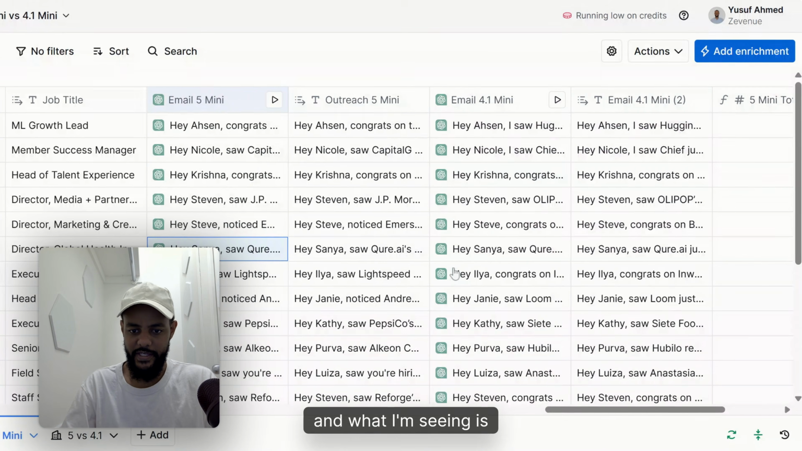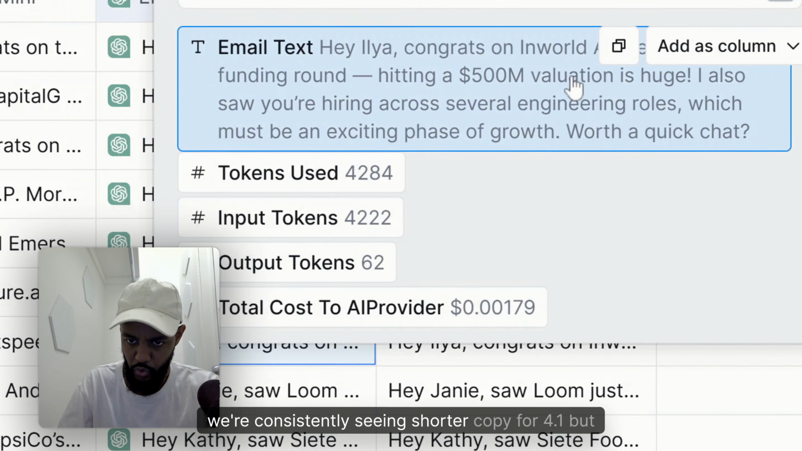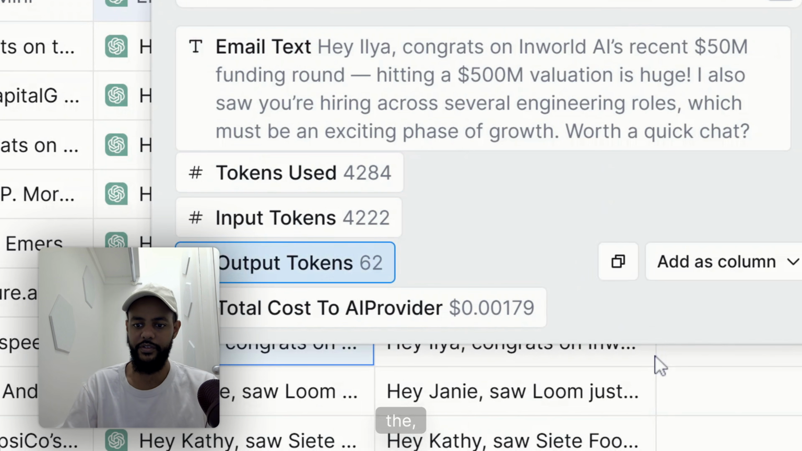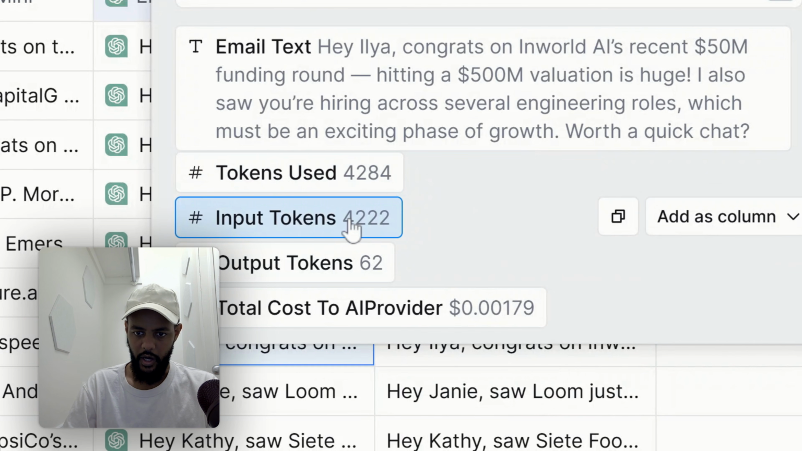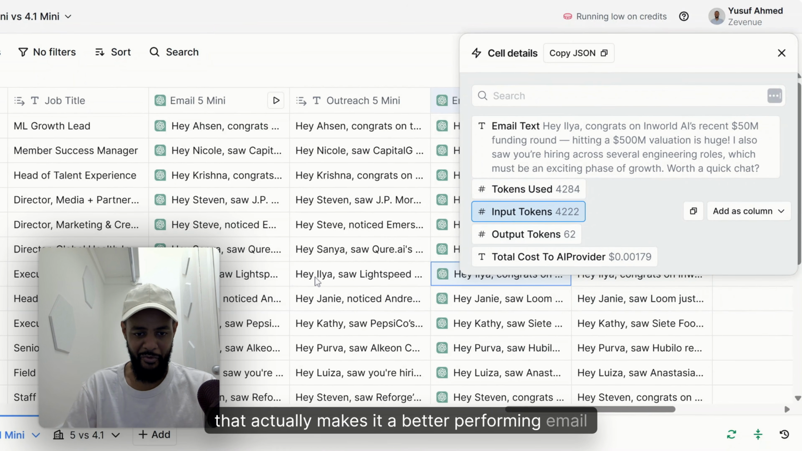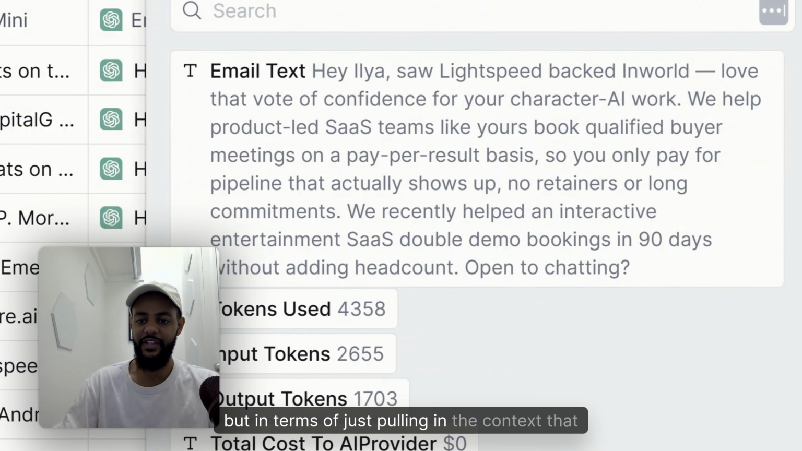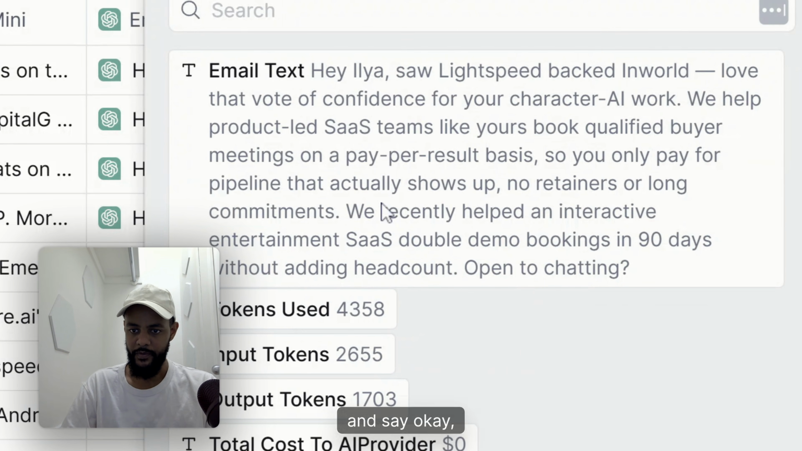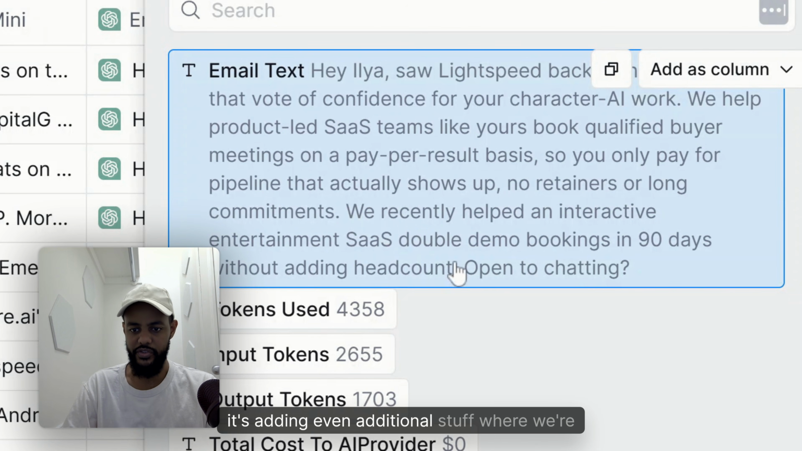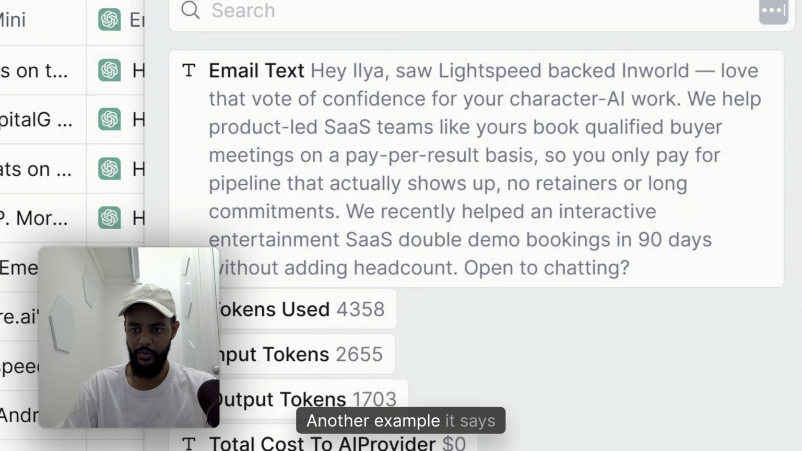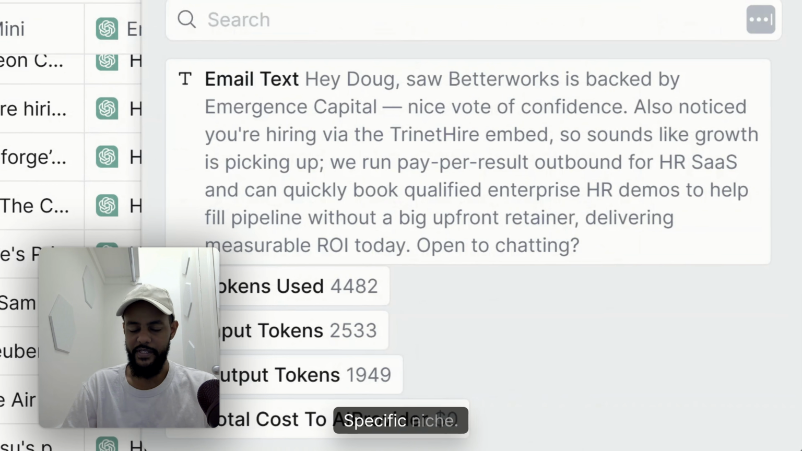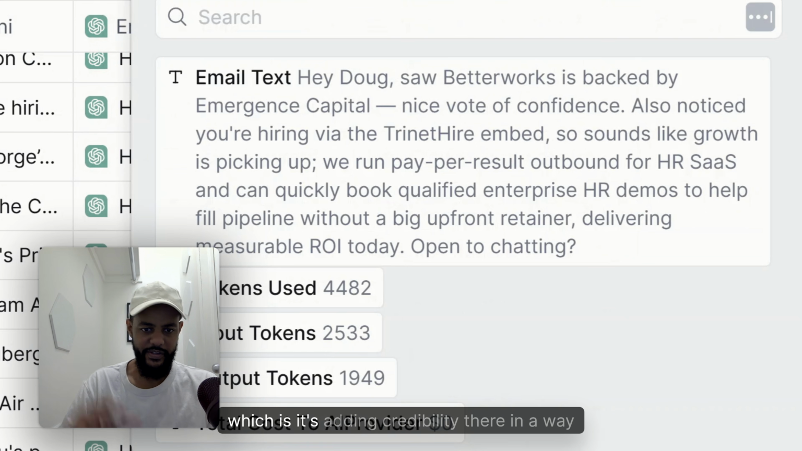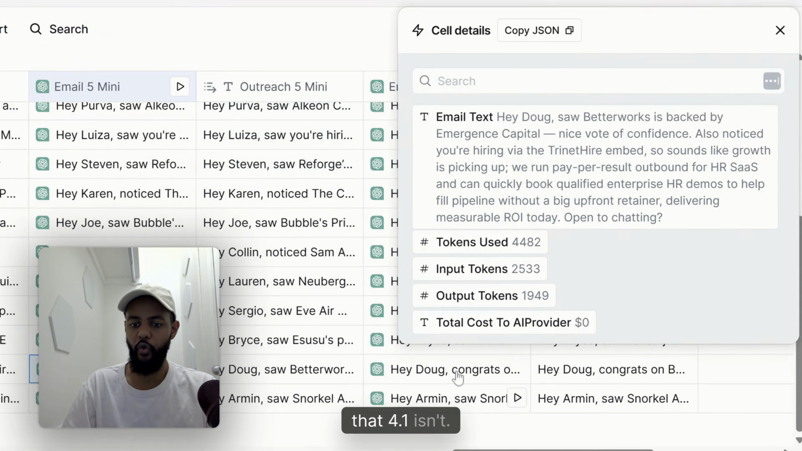And then what I'm seeing is we're consistently seeing shorter copy for 4.1, but we're not getting the context in the way that I want it to be. Ironically, that actually makes it a better performing email. But in terms of pulling in the context that we've asked it to, it's adding even additional stuff where we're saying we helped an interactive entertainment SaaS. Another example, it says we've worked with specific companies in this specific niche, which is adding credibility in a way that 4.1 isn't.